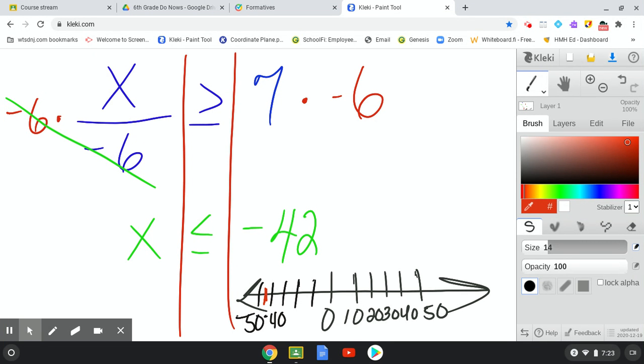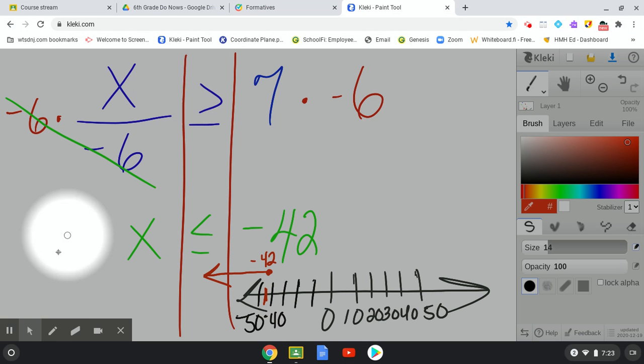So now, open or closed circle. It's going to be a closed circle because I have my equal bar. So negative 42 is going to be about here. My variable's on the left so I can follow my inequality symbol. So it's going left. And I'm going to put negative 42, so I know that's the point I'm actually graphing.